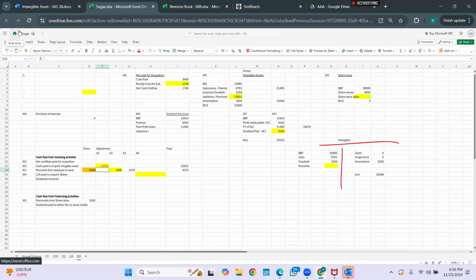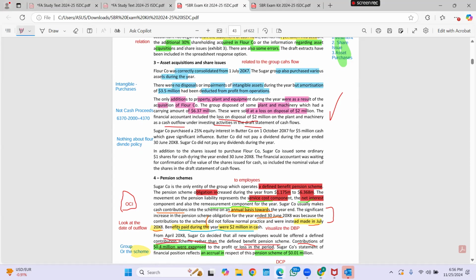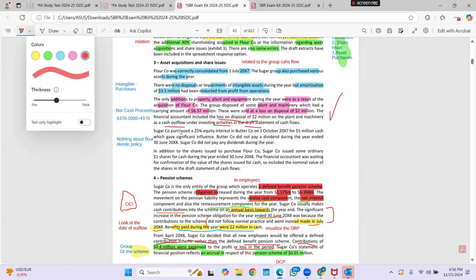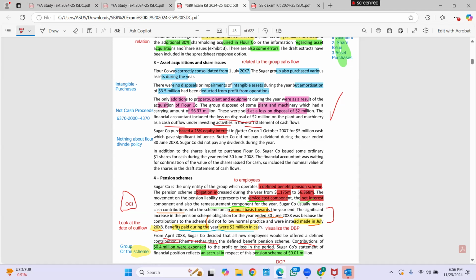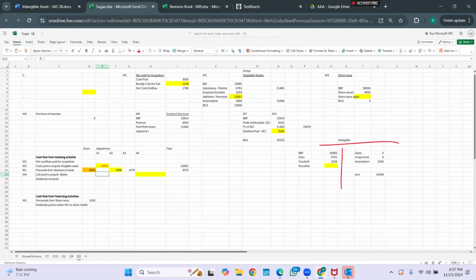What else are we left with? Okay. Let me take another color. Sugar Co purchased 25% of equity interest in Butterco. For how much? 5 million. Obviously, it is getting significant influence because this is an associate. Since it's an investment, you need to show that investment as an outflow, right?